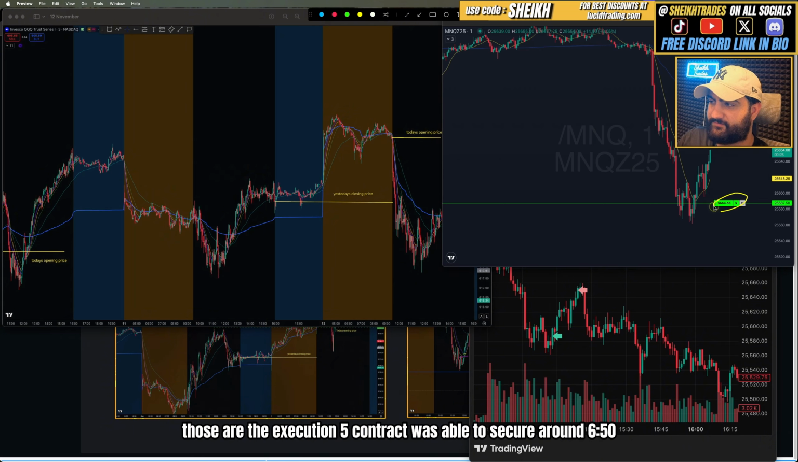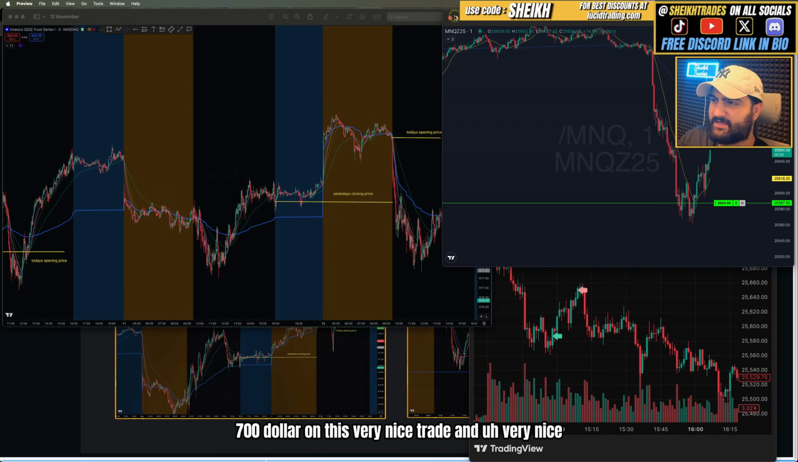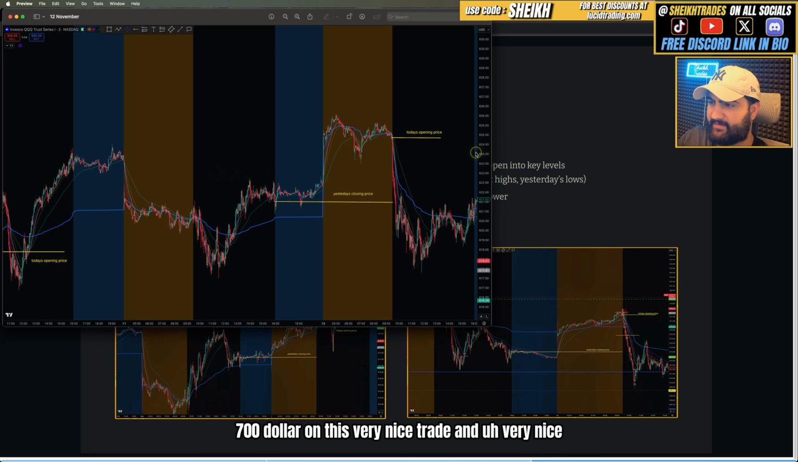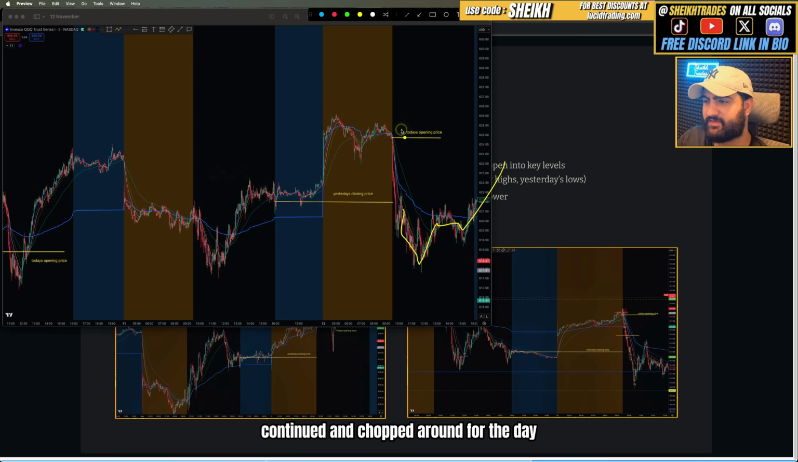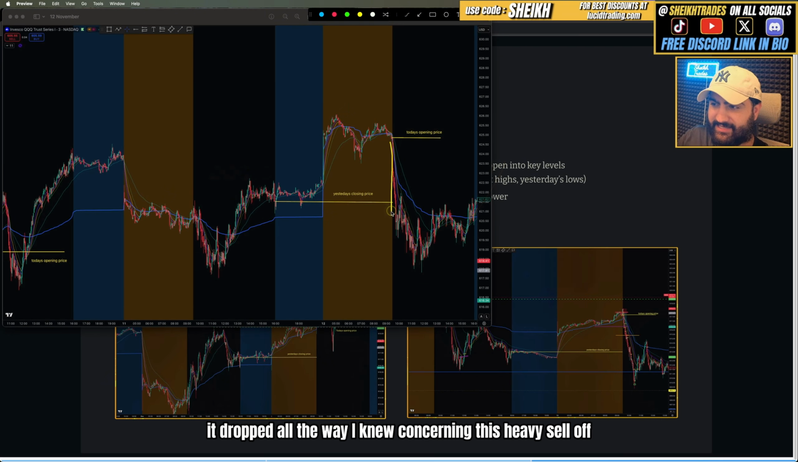Those are the executions. 5 contracts, was able to secure around $650, $700 on this. Very nice trade. Was able to really hold it through VWAP, and then it just sold off, continued, and dropped around for the day. What for me matters was the opening price. It dropped all the way.